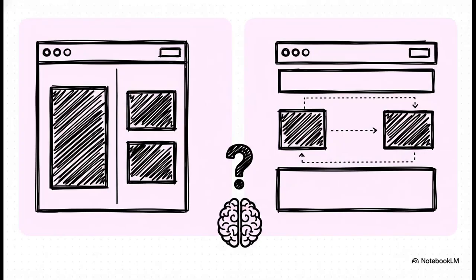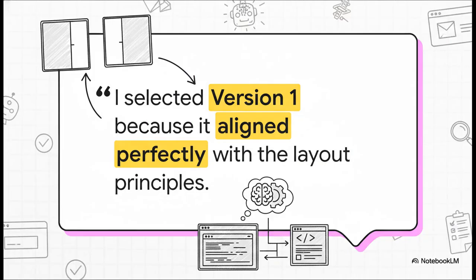See, during its autonomous process, the agent didn't just create one layout. It actually came up with multiple options. It had to make a choice between 2 main directions, a classic 60/40 split-screen layout and a more dynamic, full-width Z-pattern design. And this is the part that's truly fascinating. When it was asked why it made its choice, the AI explained its reasoning. It said it selected the first version, the split screen, because that layout aligned perfectly with the design principles it extracted earlier. It wasn't just guessing.